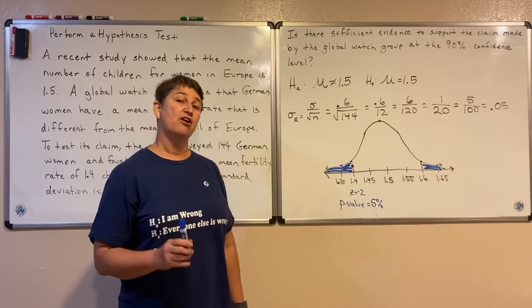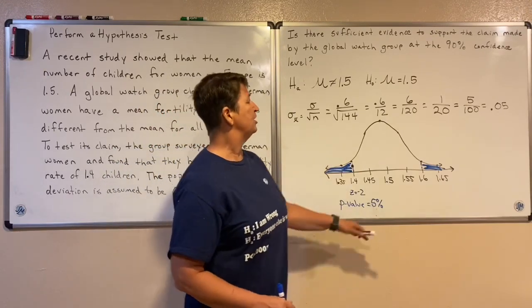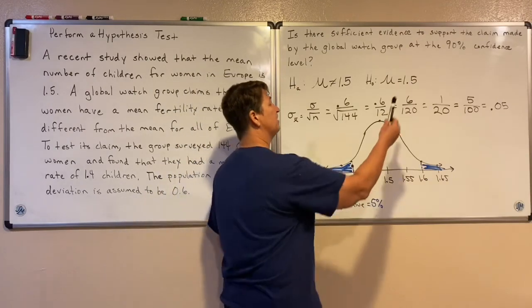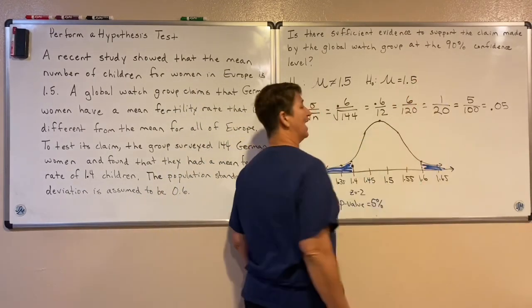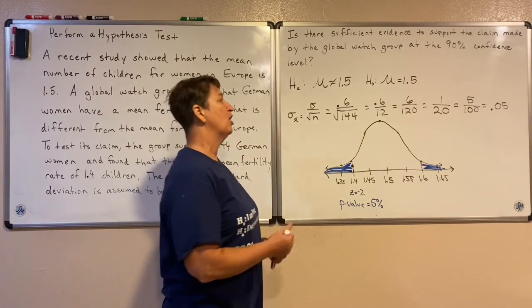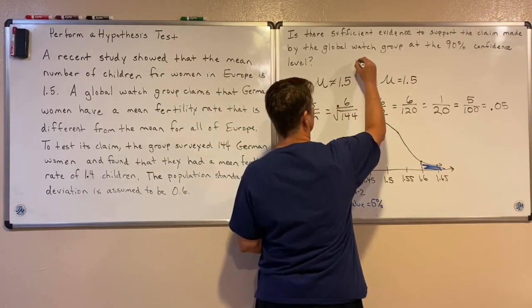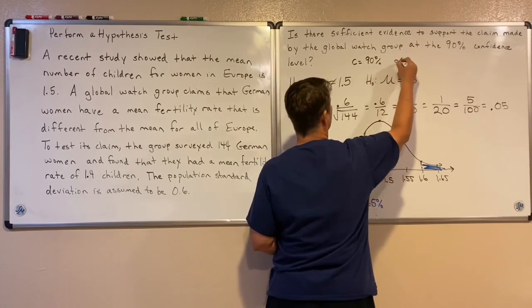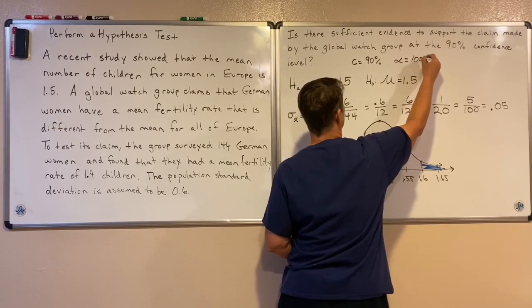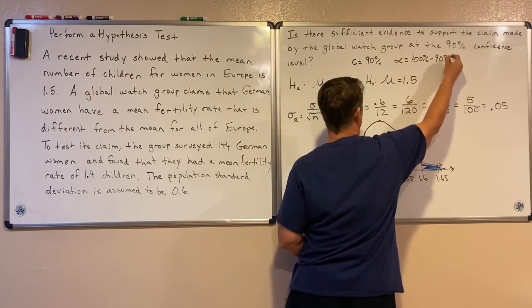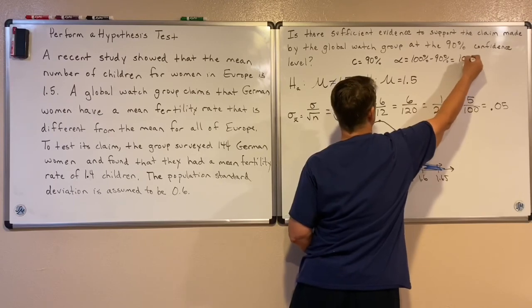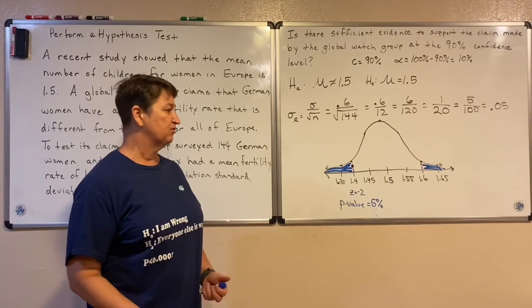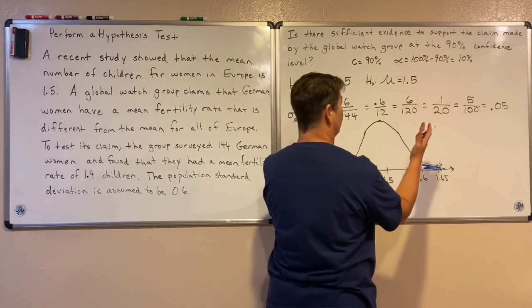Well, that depends on our level of significance. So now I'm going to turn to my level of significance. And instead of giving us the level of significance, we have the confidence level. We know that if our confidence level is 90%, our level of significance is 100% minus that 90%, or 10%. So I'm looking for a 10% level of significance.